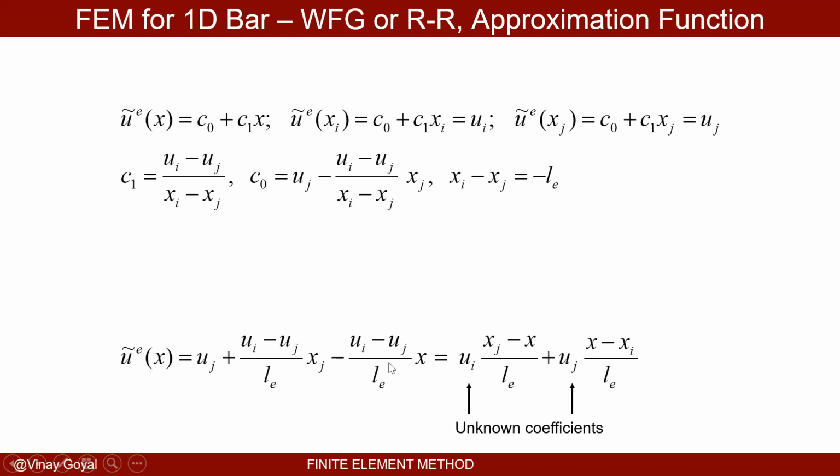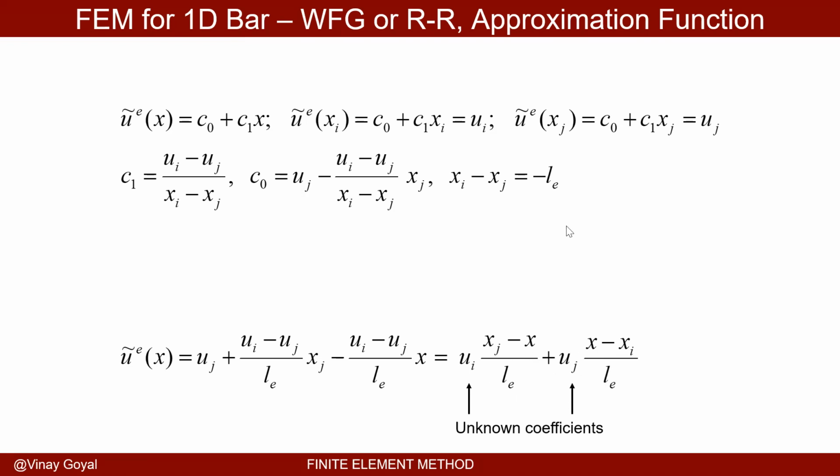So very quickly, I can do that. I can try to solve it. I can solve for C1, I can solve for C0. And notice how I can plug in xi minus xj to be minus LE. And what I get now is u tilde for element E is the approximation here on the right.